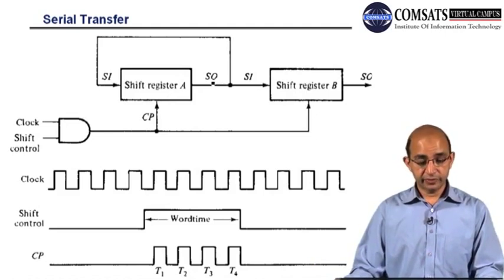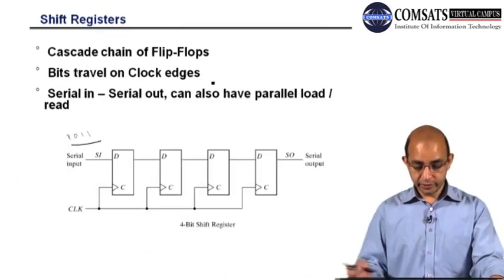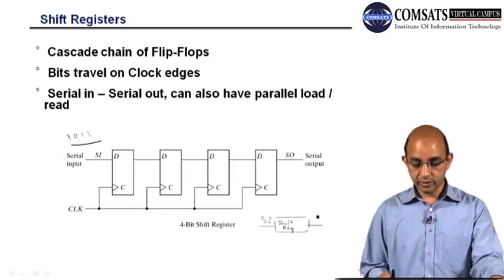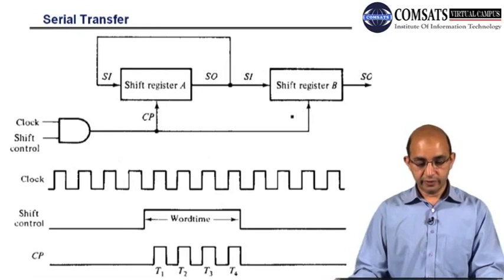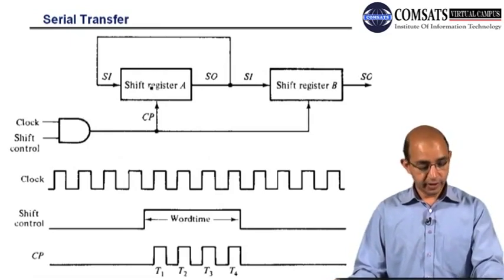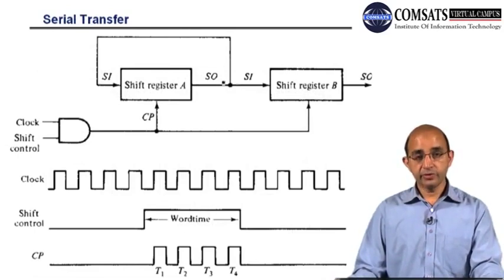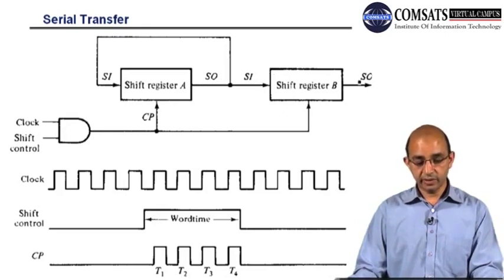And again, if I show this register as a block, you can name it shift register, and this is serial in, and this is serial out. So what we have here is serial register A. Inside, the circuitry will be like that. So here serial in, serial out. This is the second shift register, again serial in, serial out, and this is the clock pulse.